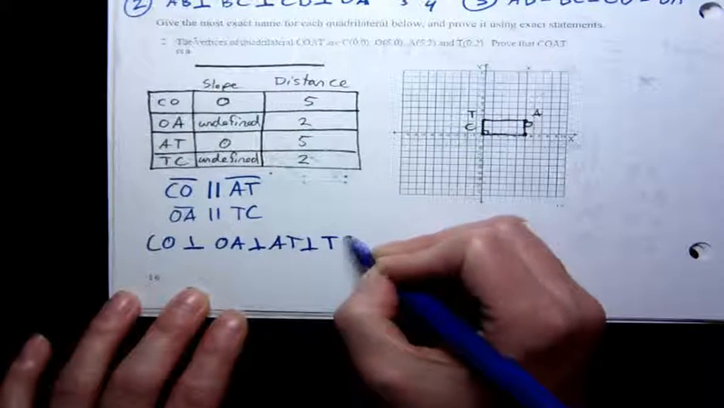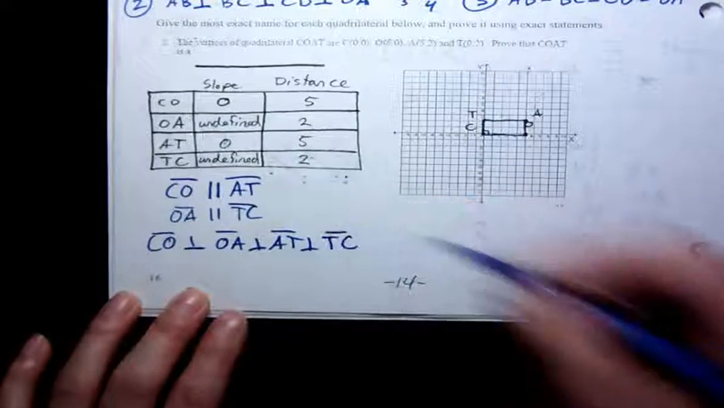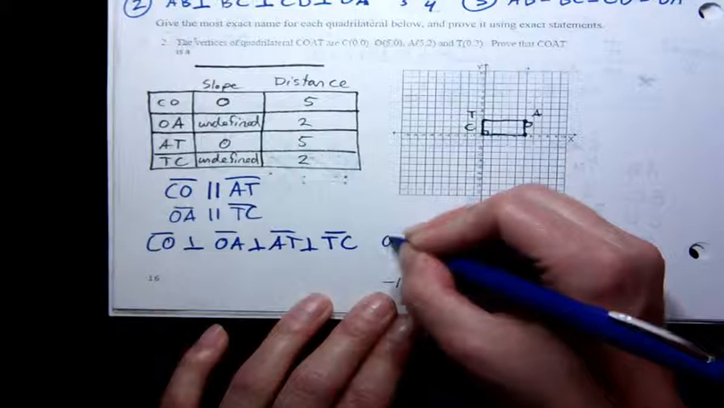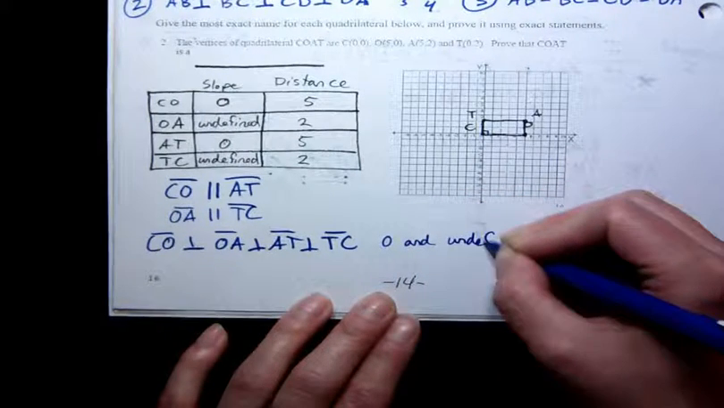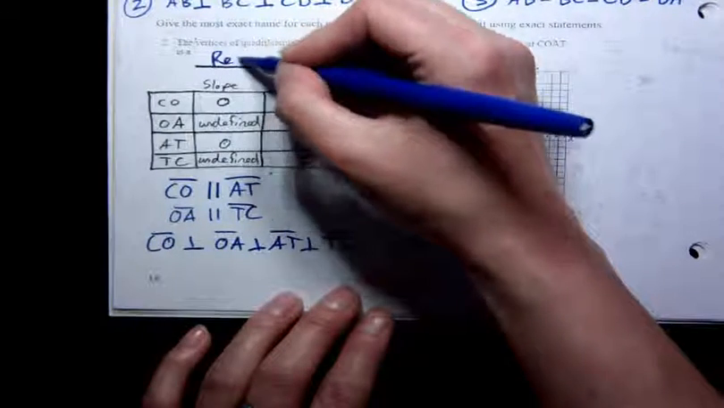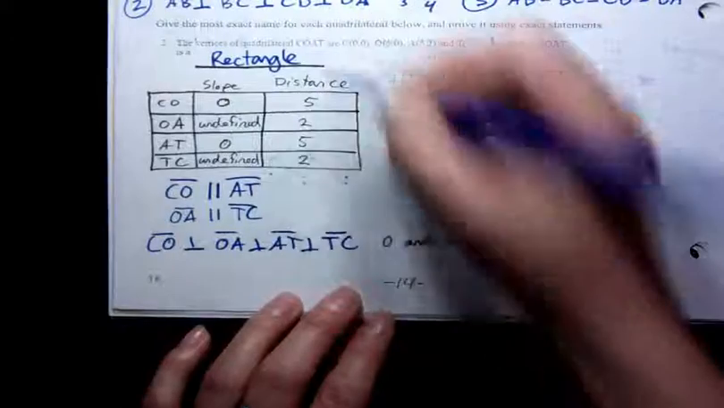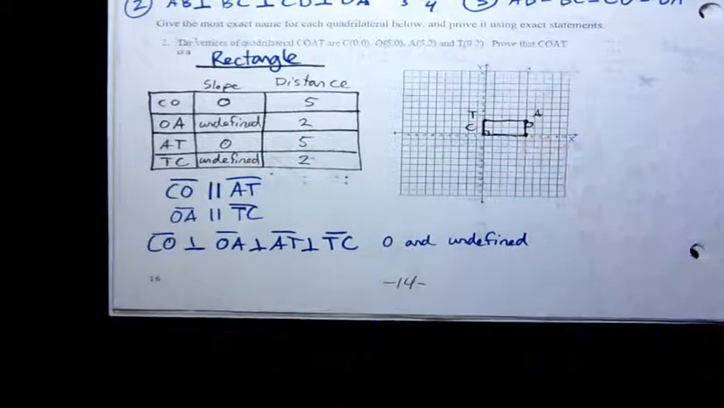Is the PC supposed to have a line on top of it? Yes. Okay, and that's with 0 and undefined. And then what shape is this? It's a rectangle. Okay, so I started by writing out what's parallel and perpendicular first. Here it's easy because it's graphed for us and it's easy to see, but you won't always have the graph.